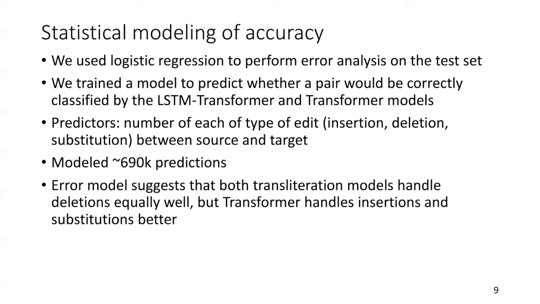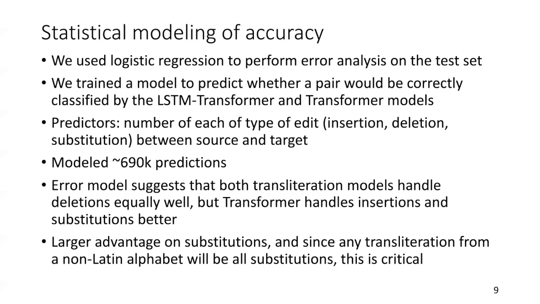Basically the error model suggests that both transliteration models that we evaluated handle deletions equally well, but the transformer handles insertions and substitutions a little bit better. There's a slightly larger advantage with regards to substitutions. And since any transliteration from a non-Latin alphabet to English is going to be 100% substitutions, that's critical.